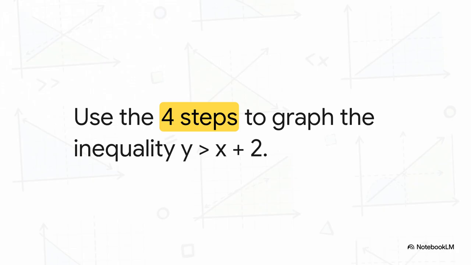No way. Absolutely not. Since our test point gave us a false statement, we know the origin is definitely not in our solution territory. So for step 4, we just shade the opposite half-plane. In this case, that's the entire region above our dashed line.